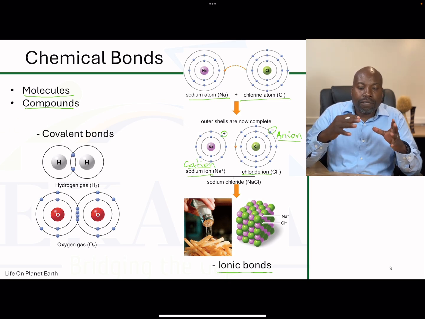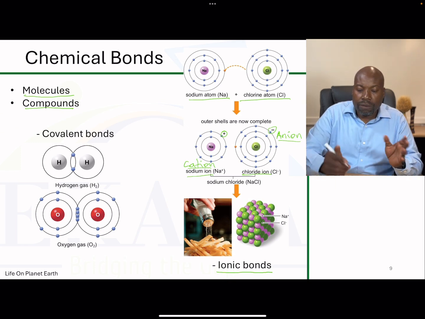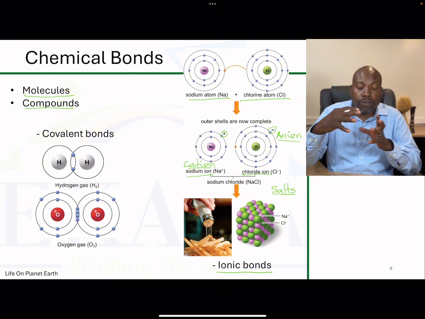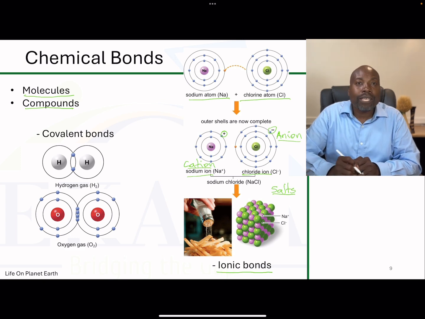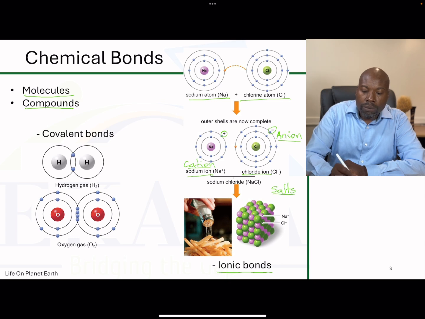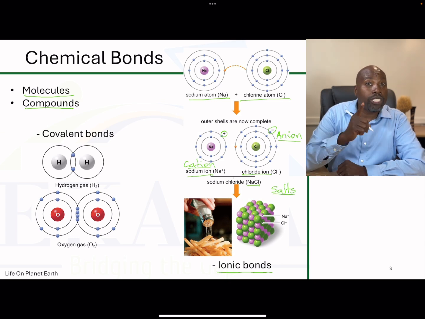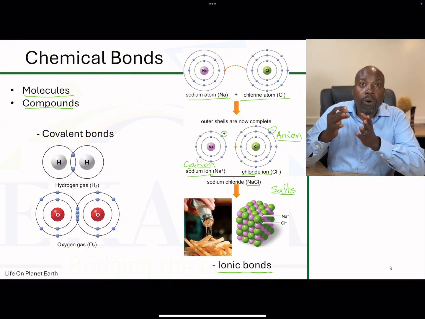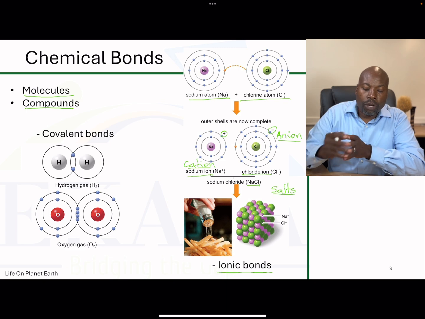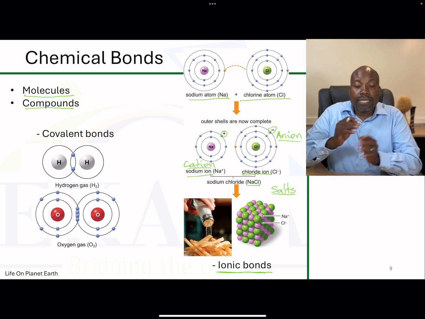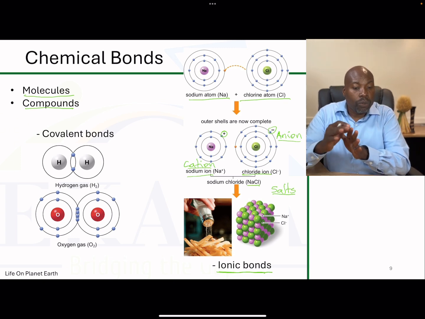That crystal is very typical of salts, right? So the salts are the ones that are going to form based on ionic bonds, right? Sodium chloride, which is the table salt, right? It's very much a molecule that is formed based on ionic bonds. Now, that's the first type of bond that we're going to address here.